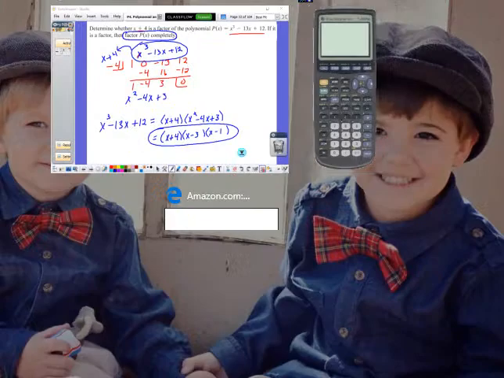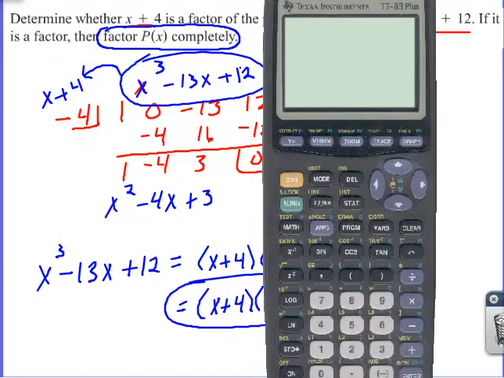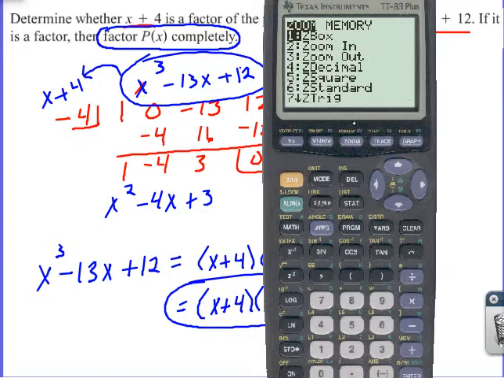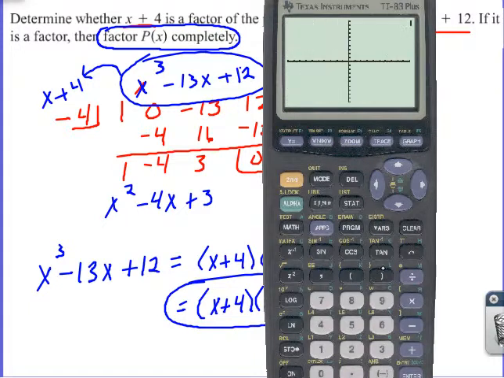While we're on the subject, I do want to point something else out before I give you your homework. Let's graph, because this is the connection I want you to start making. If you make this connection that I'm about to show you, this chapter honestly will be pretty easy for you. Let's graph x to the third minus 13x plus 12. Graph, and I need to do zoom standard. Zoom 6.